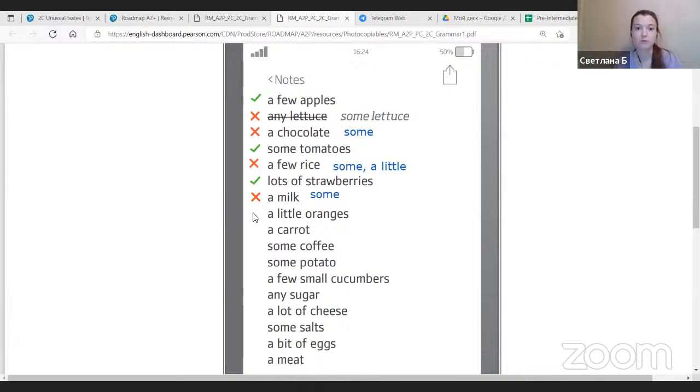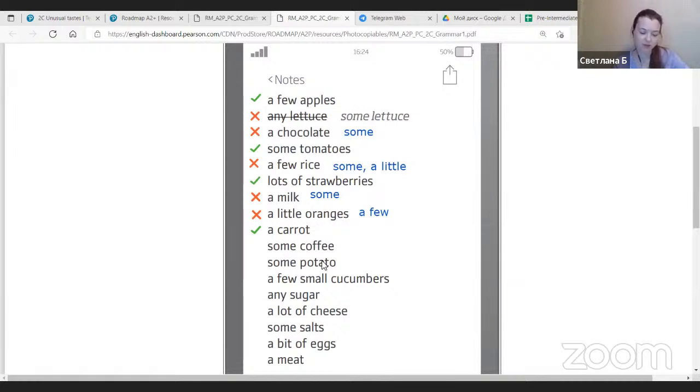A few oranges. Very good. Carrot, a few carrot. Carrot, is it countable or uncountable? Countable. A few is for uncountable. Oh, sorry. A few carrots. Yes, that's right. A few carrots. But generally, grammatically, is a carrot a mistake or not? No. A person can go and buy one carrot. A carrot.